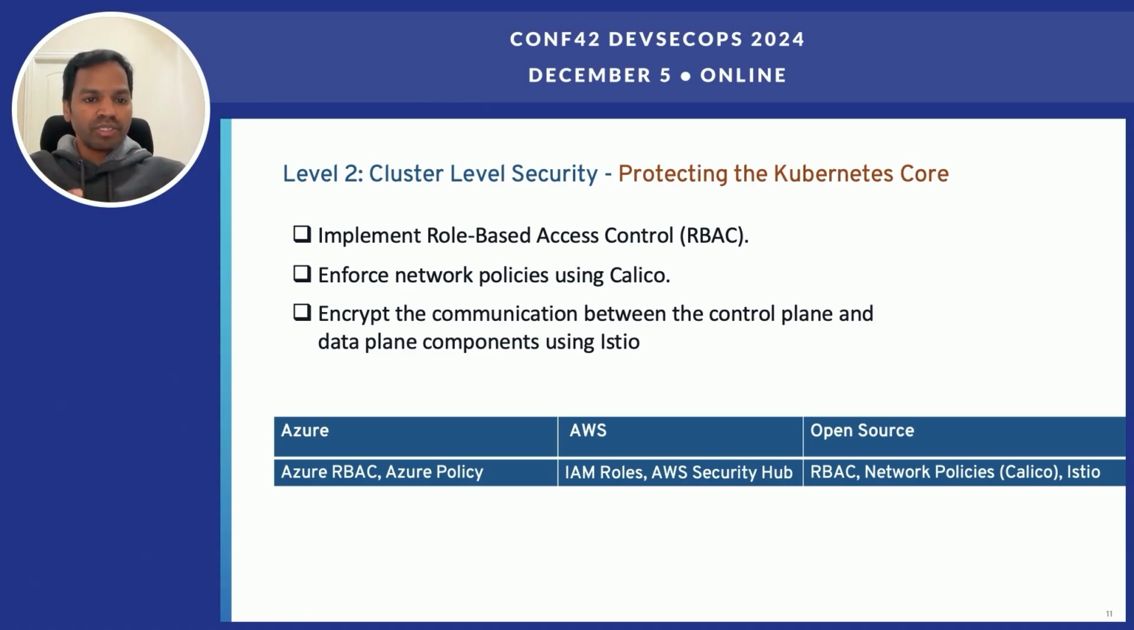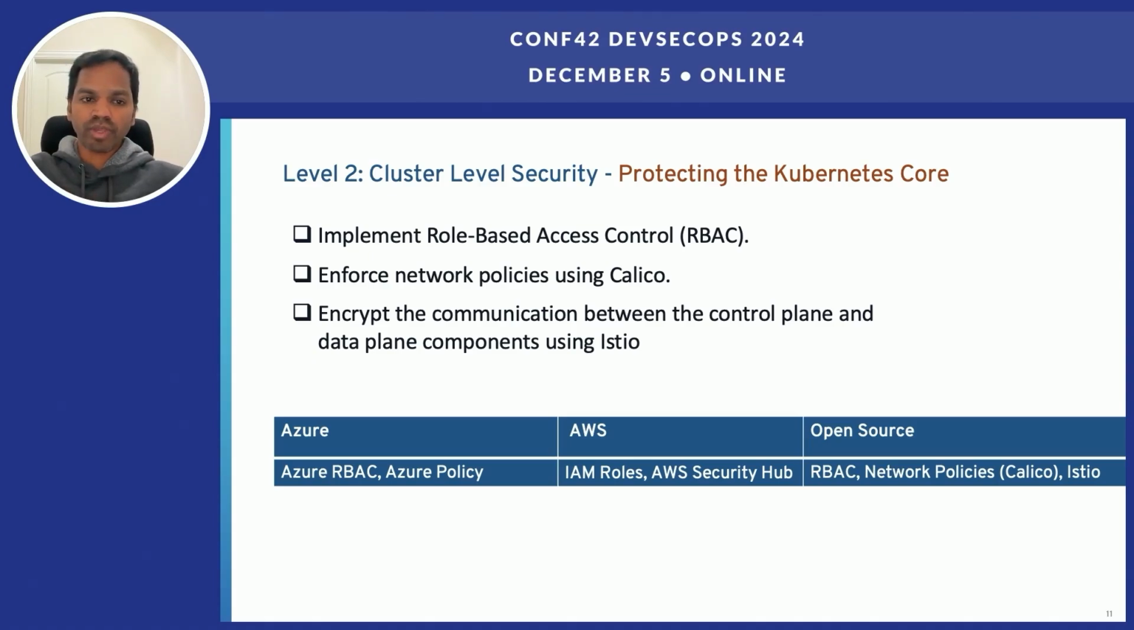In the case of Azure, we can have Azure RBAC and Azure Policy, which we can apply for cluster level security. For AWS, they have IAM roles and Security Hub, whereas in open source, we have tools like Calico and Istio. So in Azure AKS, it comes with an Istio add-on, which can be utilized.